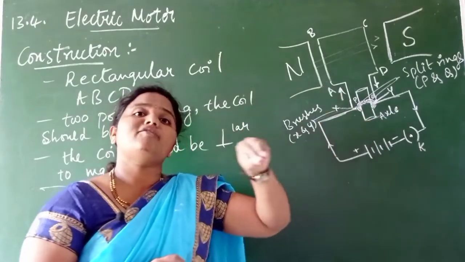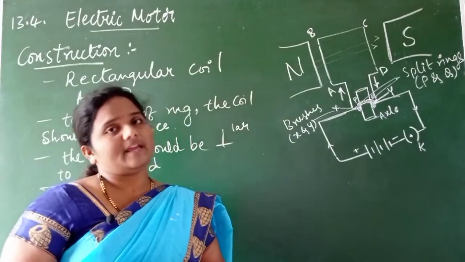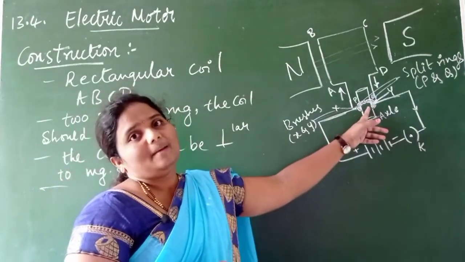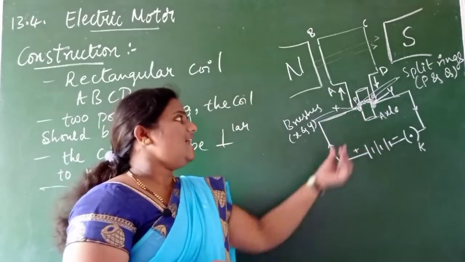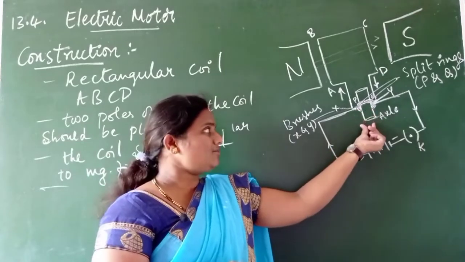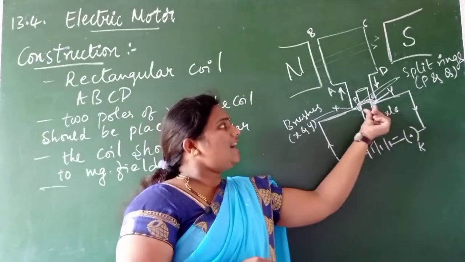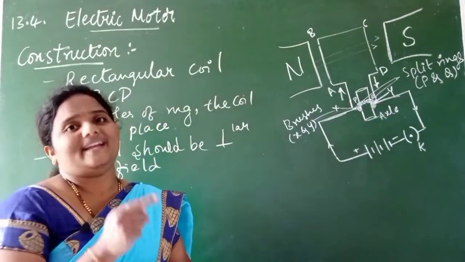They are in the form of a ring shape. If the same ring is cut into two equal parts, how would it become? Same in this way, means half U or semi-circle, you can say. In the same pattern or same shape, the split rings are placed here. And the split rings are internally insulated.